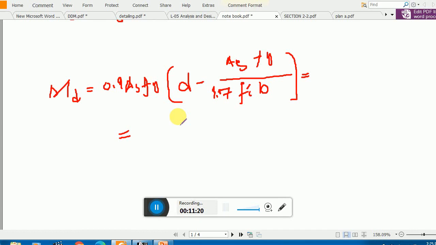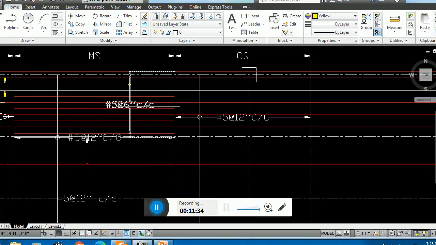I got 286. You have to divide this by 12. You got 23, almost 24. So this is far away, you can say, from 16. So this means that you can increase the spacing as well, because the maximum movement in this strip is 16 kip. So you can increase this to 7-8 inches.